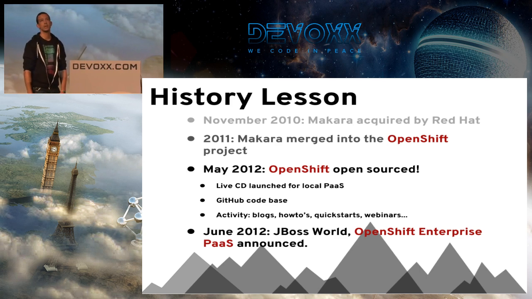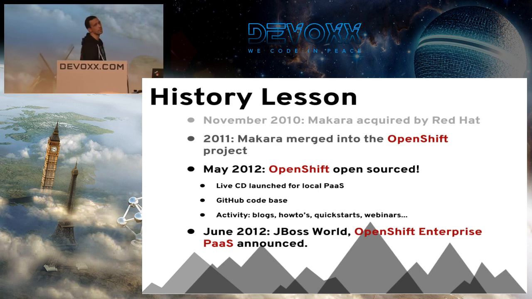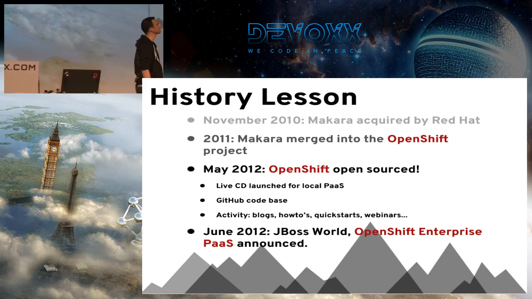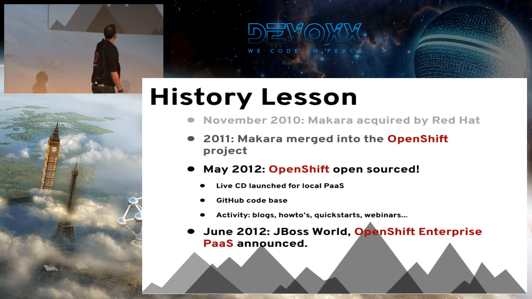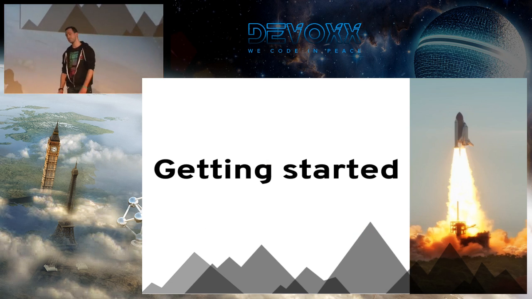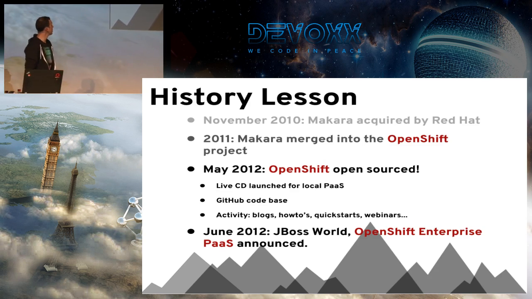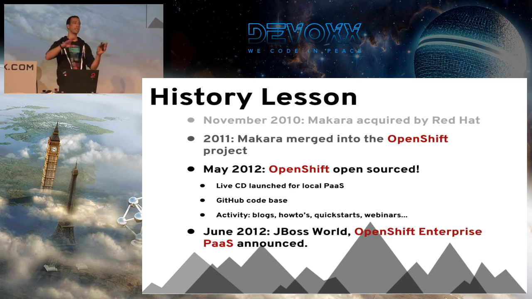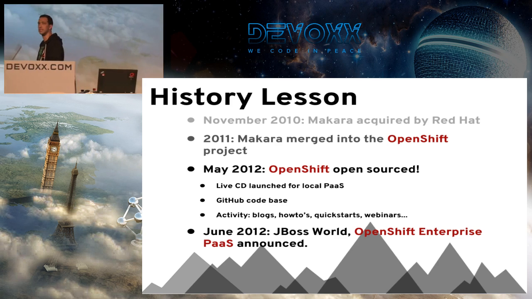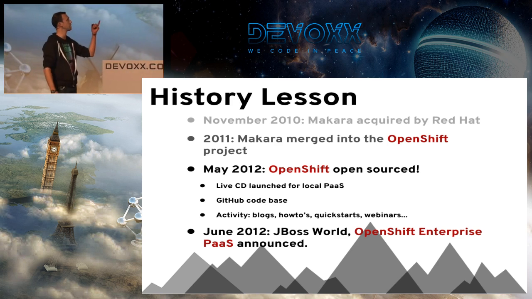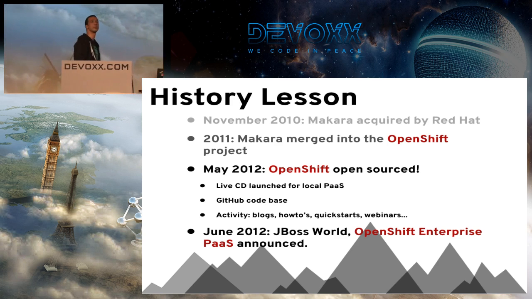Quick history lesson. Makara was a cloud startup at the beginning of 2010, and Red Hat snapped the company up, and then they merged all of that into OpenShift. And in May of this year, they open sourced it. So all the code that supports OpenShift, you can download it. All of it's on GitHub. If you go on the internet and type in OpenShift, you're going to find lots of stuff. Just go look it up. And in June this year, an OpenShift Enterprise PaaS was announced.